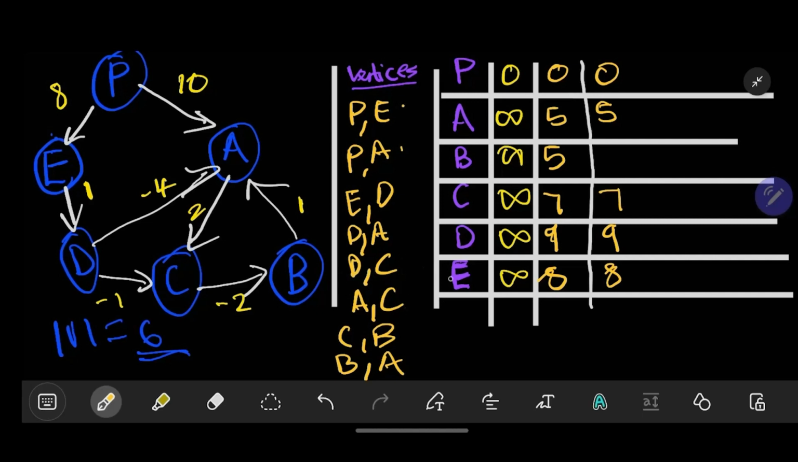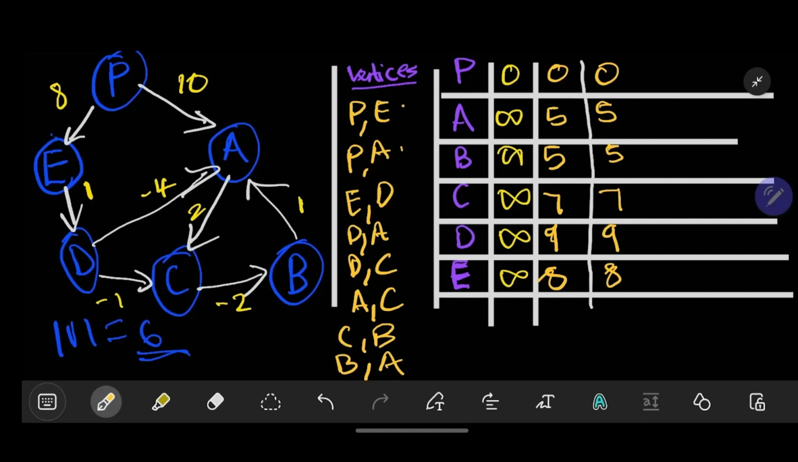We're going to look at AC. AC is here. It's 2 as the weighting. A is 5 plus 2 is 7. C remains as 7. Then we got CB here. C and B, we got -2. C is currently 7. 7 minus 2 is 5. B is already 5. We're going to leave it as 5. And then finally, we have BA here, which is basically this path right here, which is 1. B is 5. 5 plus 1 is 6. We do not make any changes.